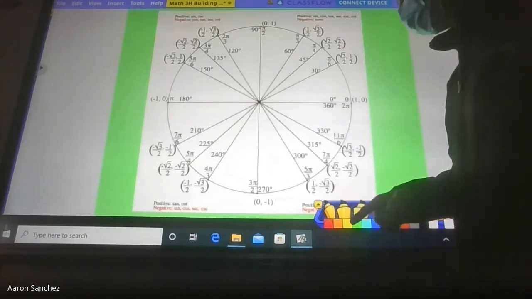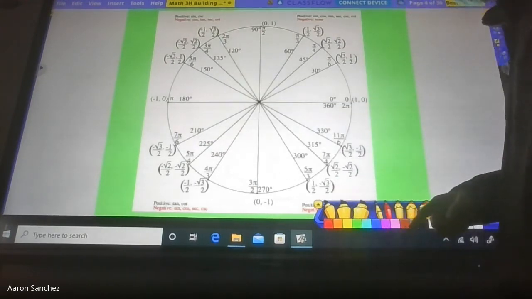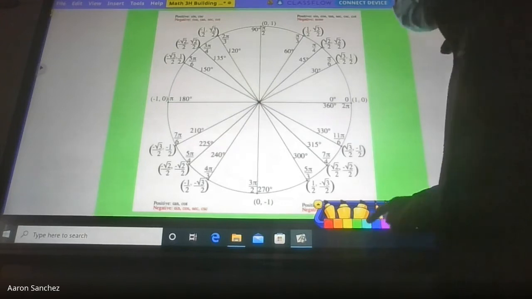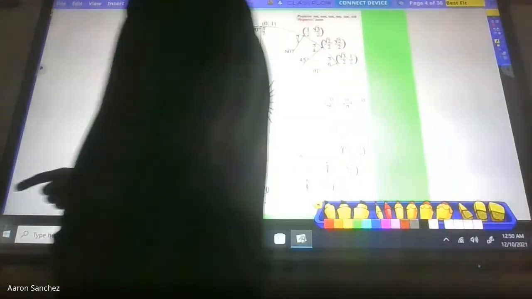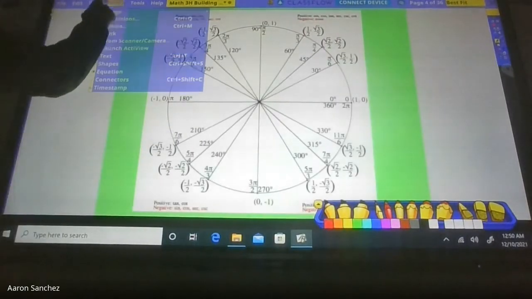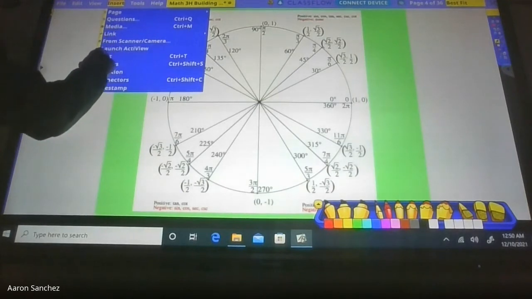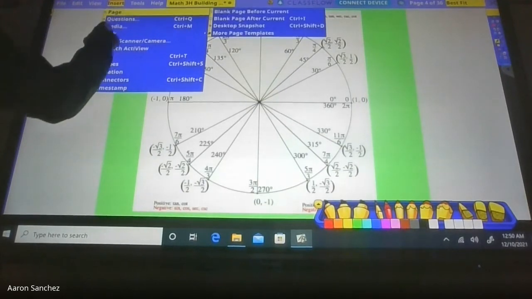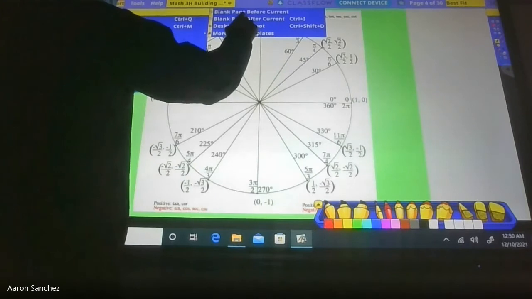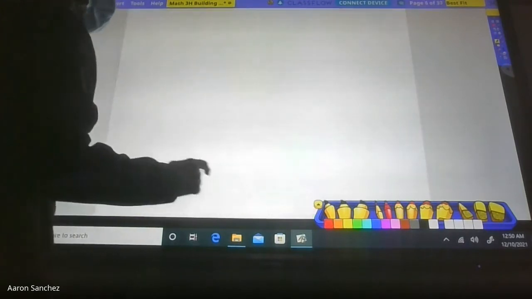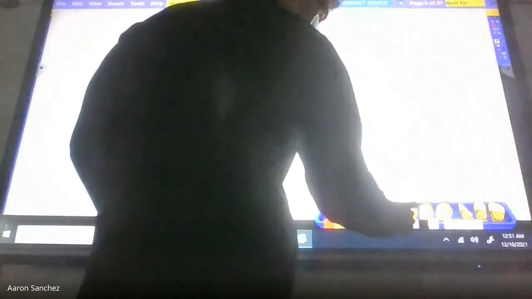I should put, it's going to be based off, insert page, blank page, after current, boom.